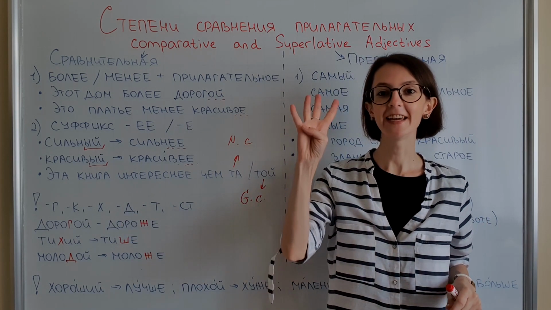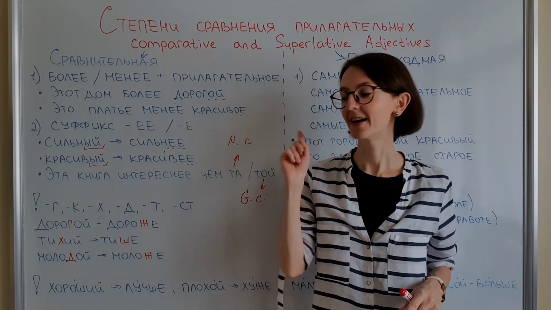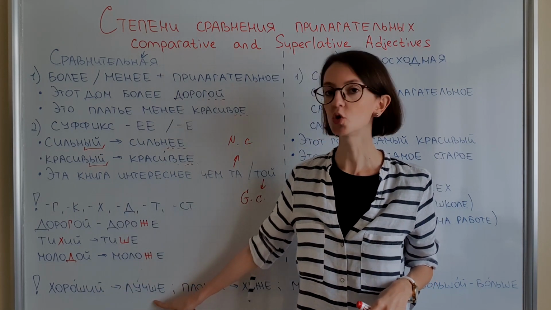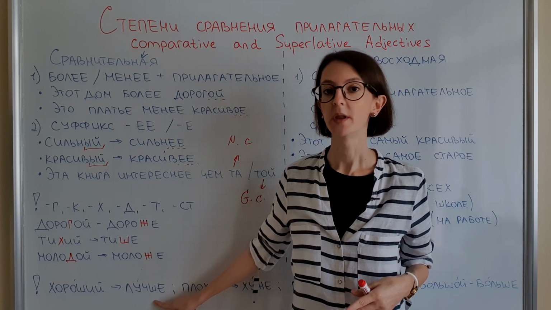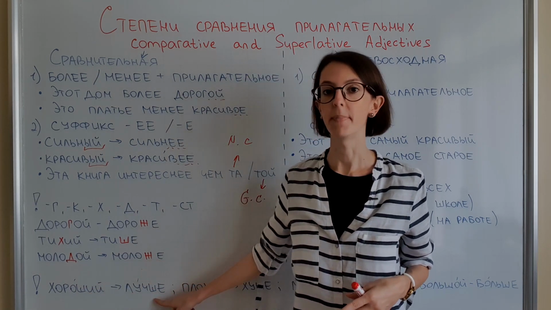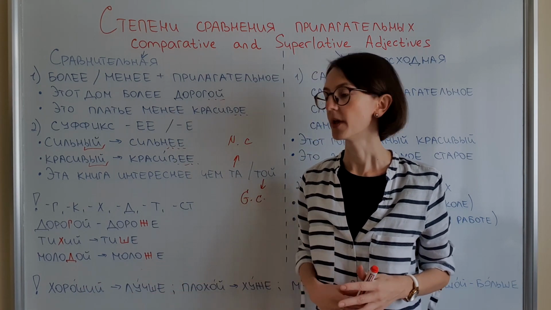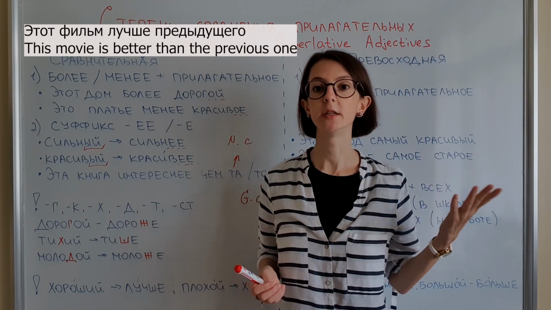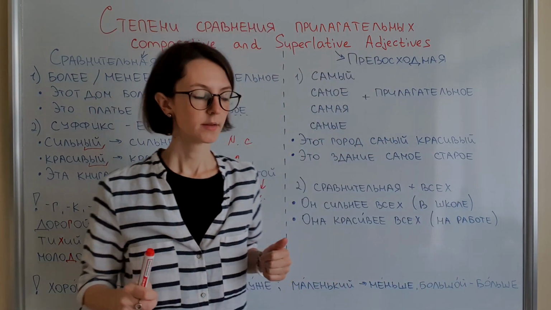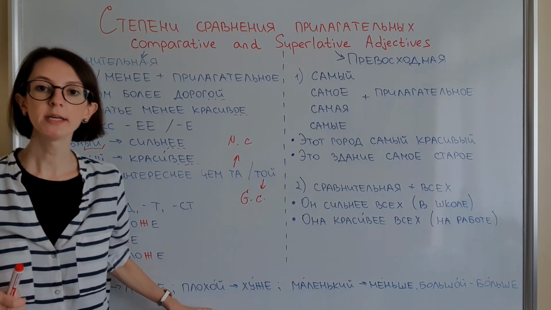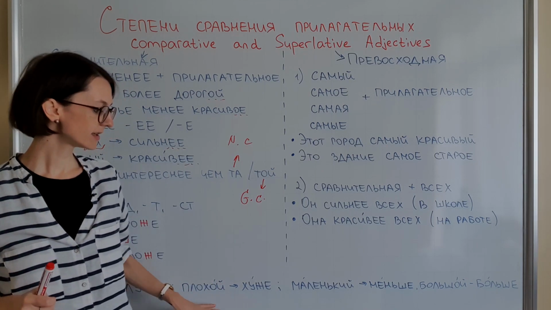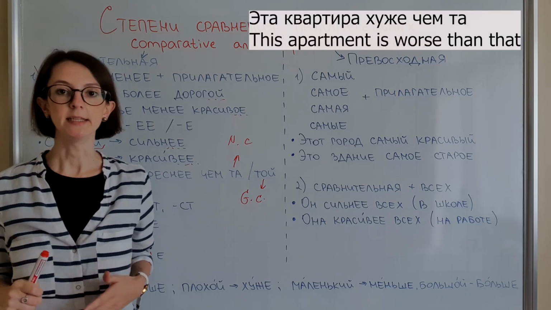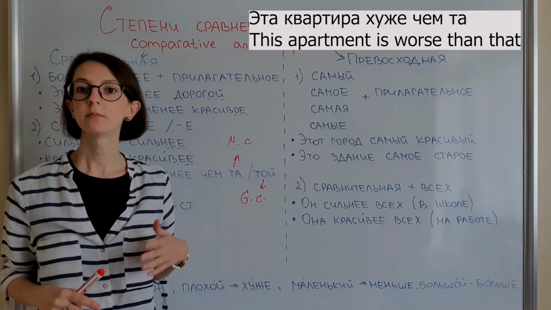And there are 4 adjectives that you need to remember 100%. Exceptions. Хороший, лучше. It's good and better. Хороший, лучше. For example, этот фильм лучше предыдущего. Next one is плохой, хуже. Bad, worse. Плохой, хуже. Эта квартира хуже, чем та.